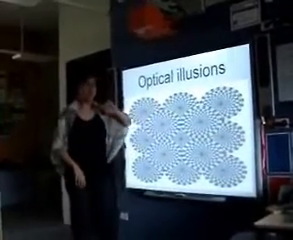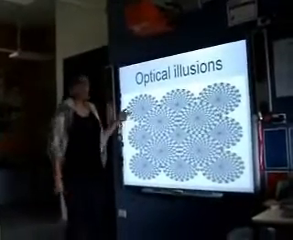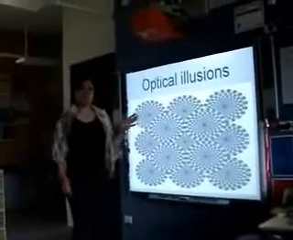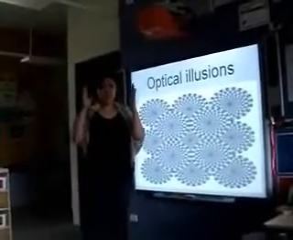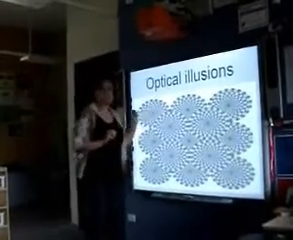The next topic that I have is optical illusions. As you can see, I've just put a picture there. Does it look like it's spinning? If you can see it spin, that's because of your eyes. They have involuntary eye movement and they shake a little bit. That's why it makes it look as if they're spinning.